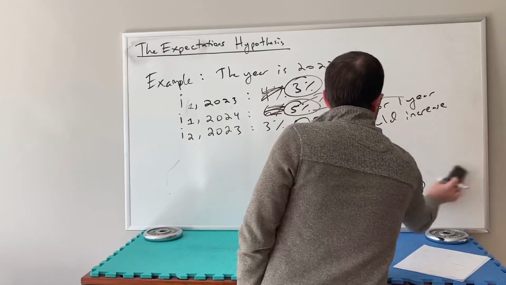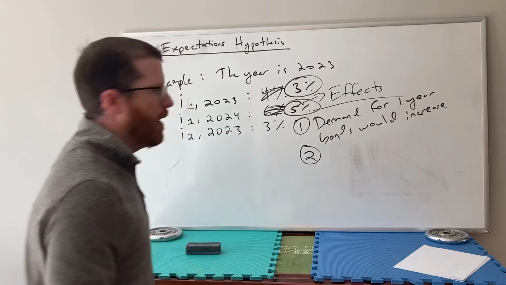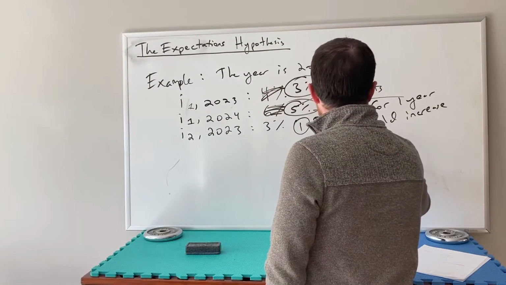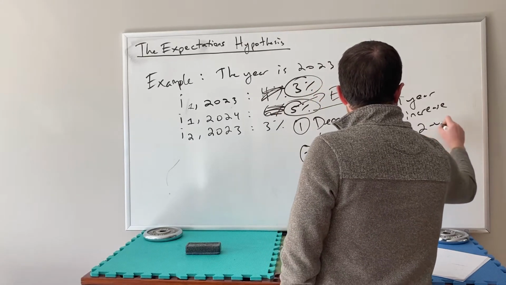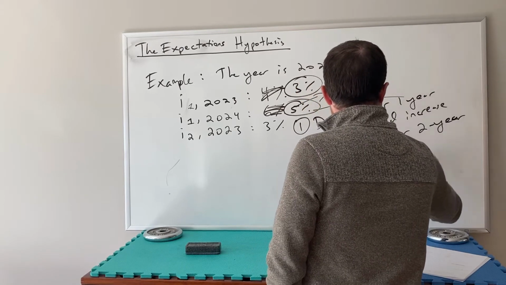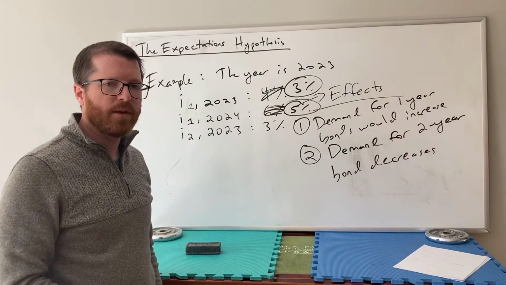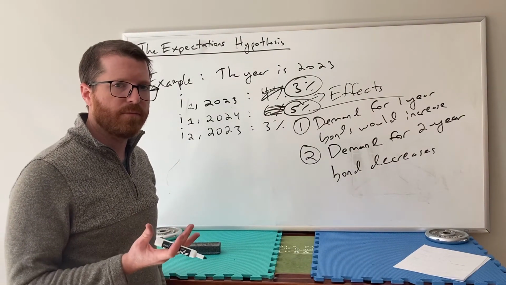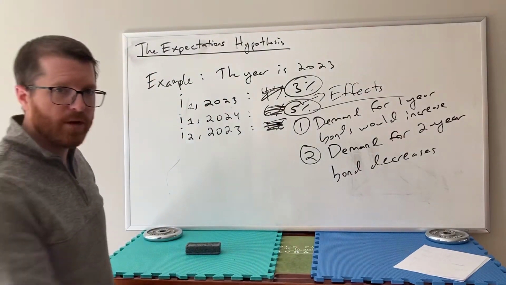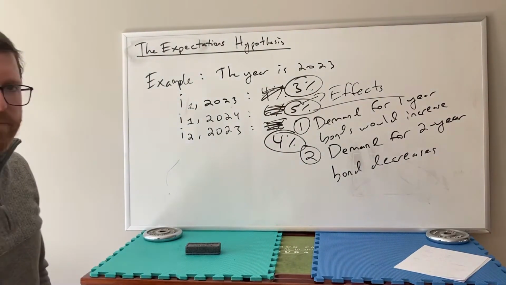Simultaneously, the other thing that would occur is since people are buying the one-year bonds, they're not buying the two-year bond anymore. So the demand for the two-year bond would go down. When demand goes down, price goes down, and interest rates go up, okay? And so what we would expect to see here is that the two-year bond rate would go up, and maybe it goes up to 4%, okay?